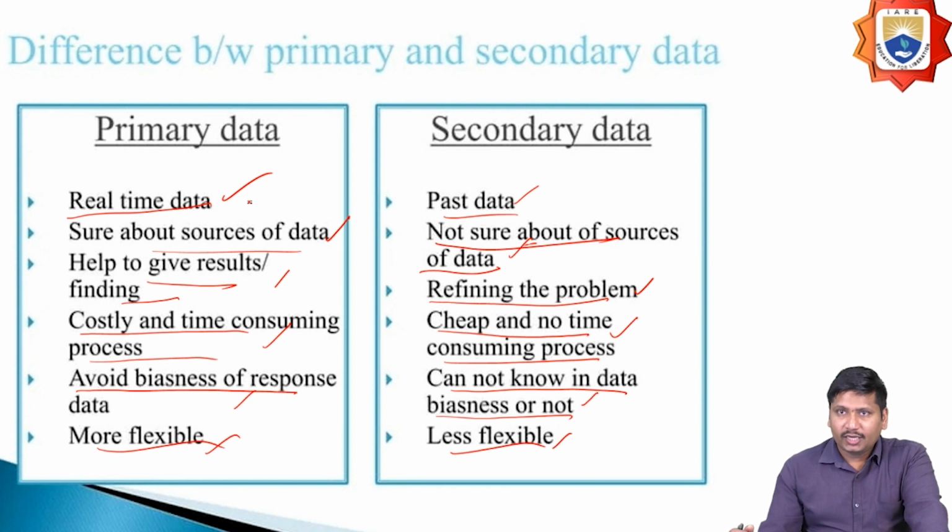Whereas when it comes to secondary data, the data we gather already exists. That's why we call it past data, and it is not sure about the sources of the data. You can refine the problem as well, and it is a cheap and not time-consuming process, you cannot know whether the data is biased or not, and it is less flexible.